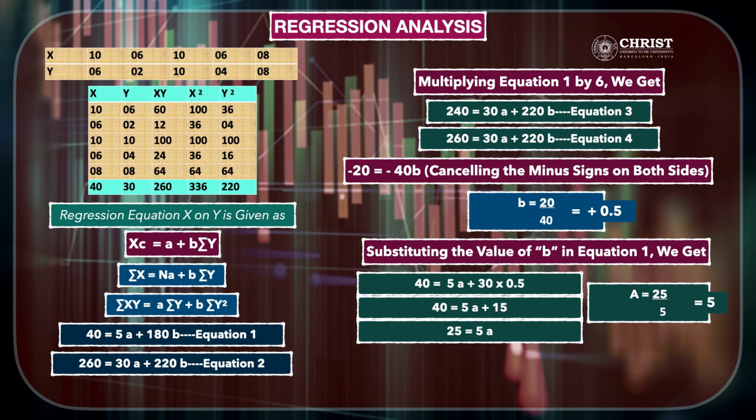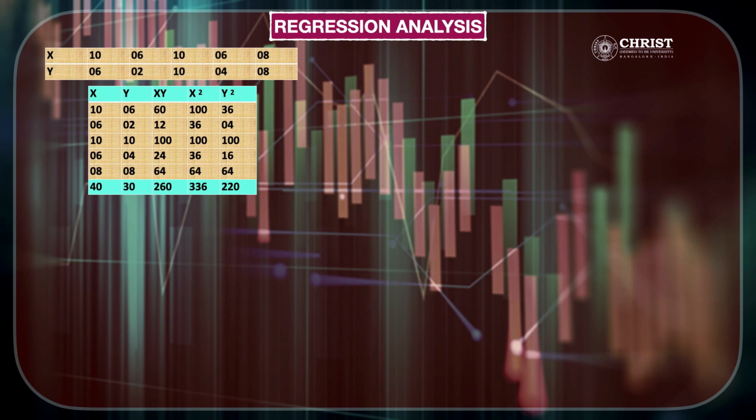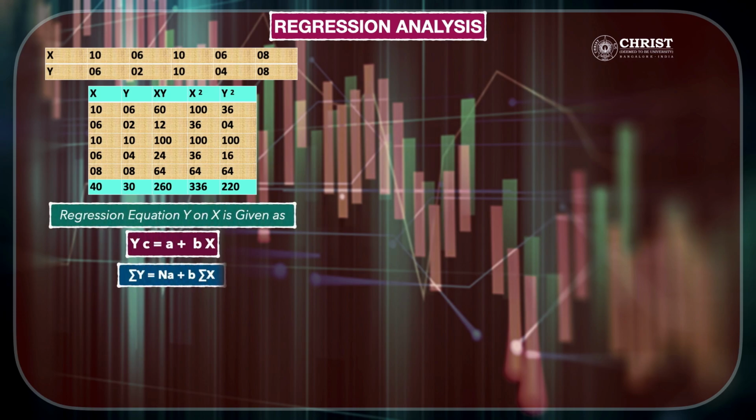Now, we can substitute the values of a and b in the regression equation x on y. That is, X is equal to 5 plus 0.5 Y, that is the capital Y. Now, we have to see how you calculate the regression equation for y on x. So, the regression equation y on x is Yc is equal to a plus bx. Two normal equations, that is sigma y is equal to na plus b sigma x. The second one is sigma xy is equal to a sigma x plus b sigma x squared.